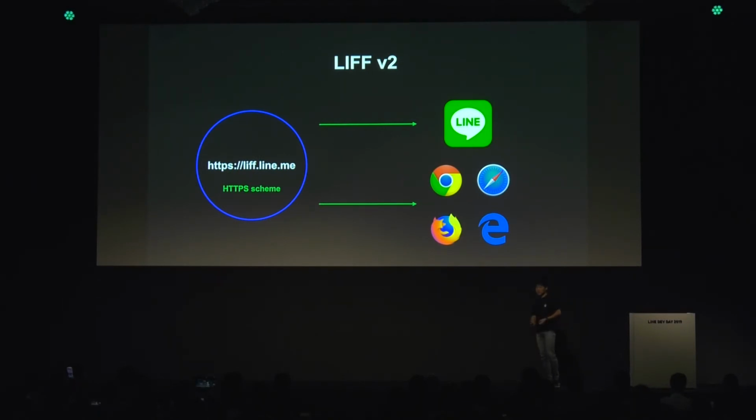However, with LIFF version 2, iOS Universal Link and Android Intent Filter technology is enabled, therefore the HTTPS scheme is used. With the link, if LINE is installed, LIFF can be opened within LINE. And even if LINE is not installed, if you have a browser, the LIFF application can be accessible. Earlier, I showed you a modern browser; with a modern browser and the HTTPS scheme, the LIFF application can now be accessible to users who haven't been able to access it before.